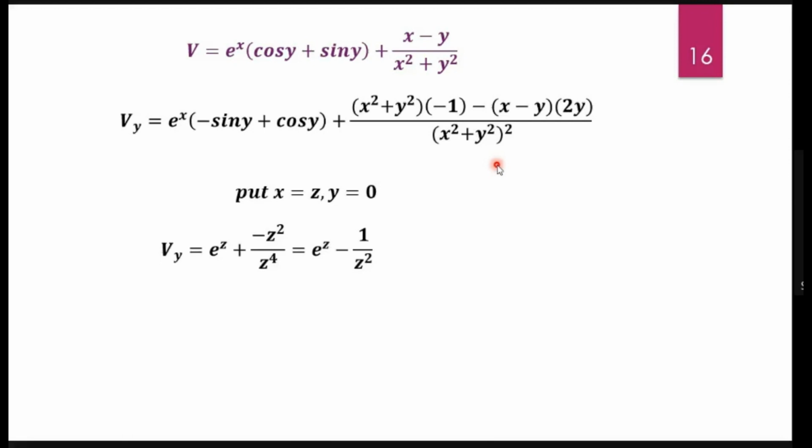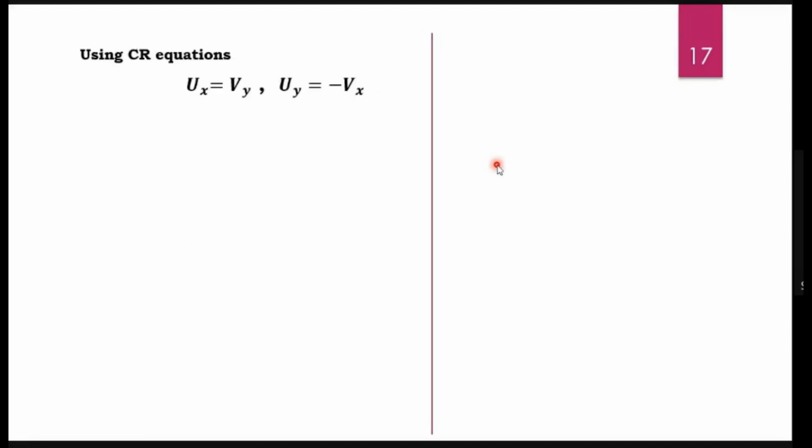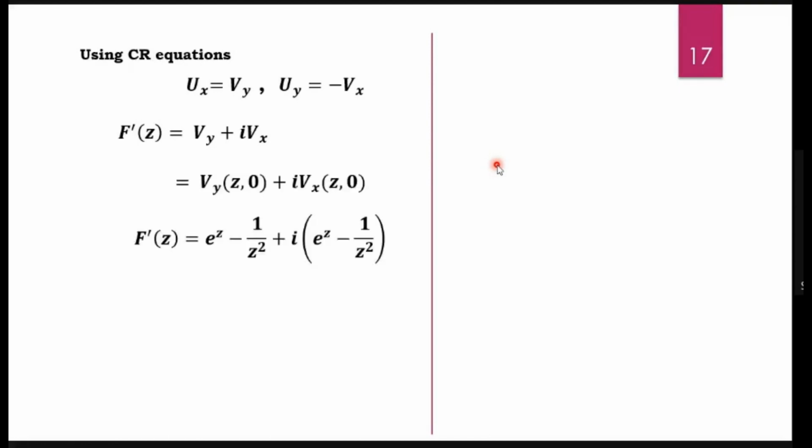Substituting in capital F dash of z, same way ux plus ivx, but ux is not known to us, so we have to use the CR equation and convert ux to Vy. So I will get Vy plus iVx. Substitute for Vx and Vy.